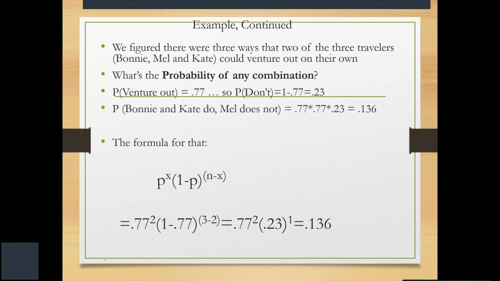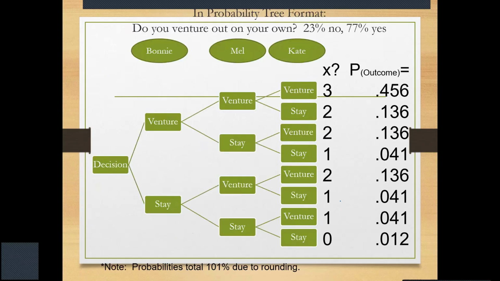Or if we put it in the formula, 0.77 raised to the second power, because we're talking about two of them taking off, times 1 minus 0.77 raised to the 3 minus 2, which is 1, okay? And that gives us, again, 0.136.